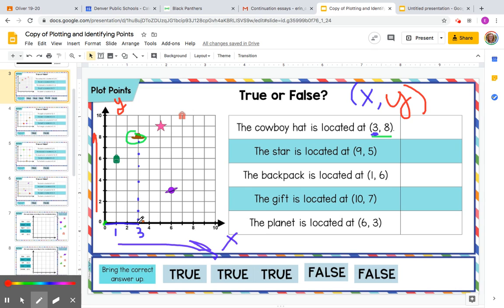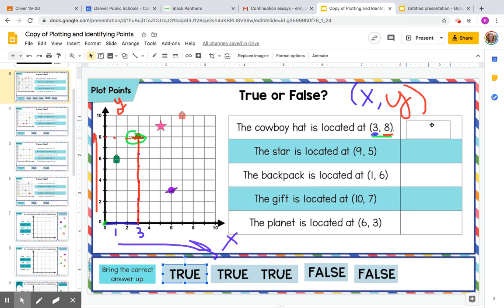Let's see how far up I go. 1, 2, 3, 4, 5, 6, 7, 8. Gonna go look over, and it's true. So in this problem, you would have gone true.